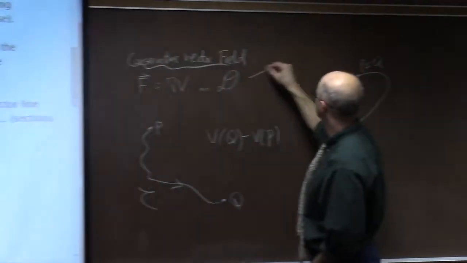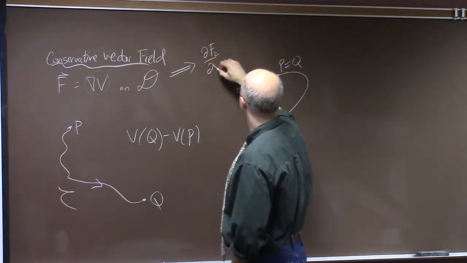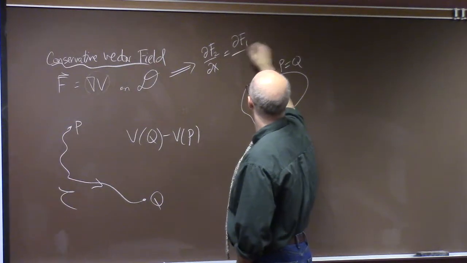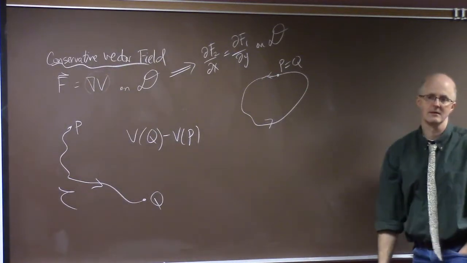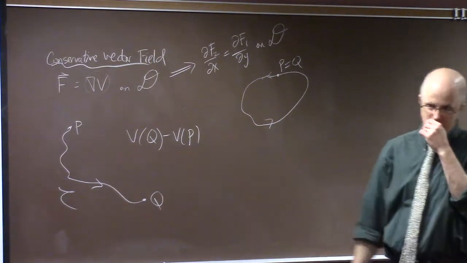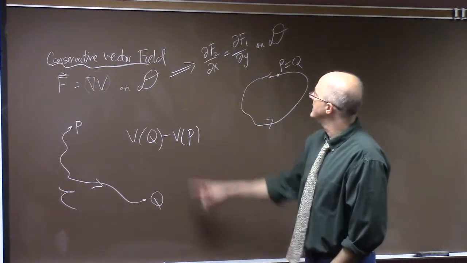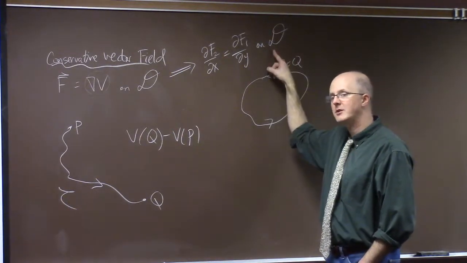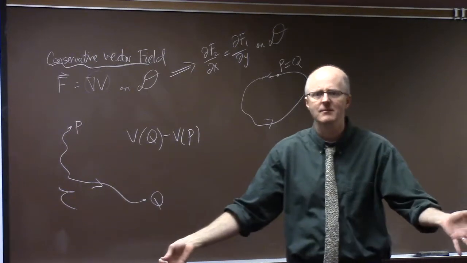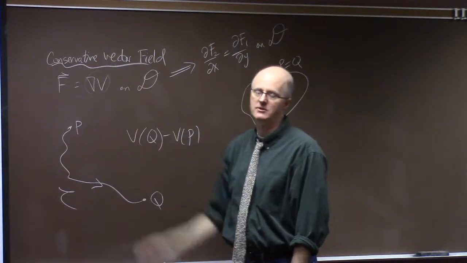The fact that f is the gradient of some function on the domain means the partial of f2 with respect to the first variable will equal the partial of the first component with respect to the second variable on the entire domain. Therefore, the scalar curl is always 0 on the entire domain for a conservative vector field. You can also use this implication to say that if these cross partials are not equal over the entire domain, they might be equal at some points, but if these are not equal functions, then you can say f is not conservative. There is no potential function.